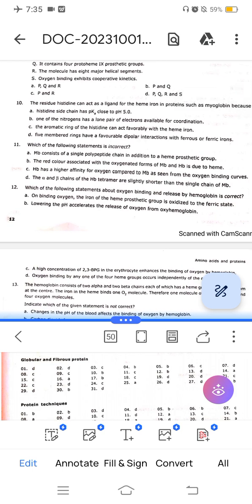Which of the following statements about oxygen binding and release by hemoglobin is correct? 12. Correct answer is B. Lowering the pH accelerates the release of oxygen from oxyhemoglobin.